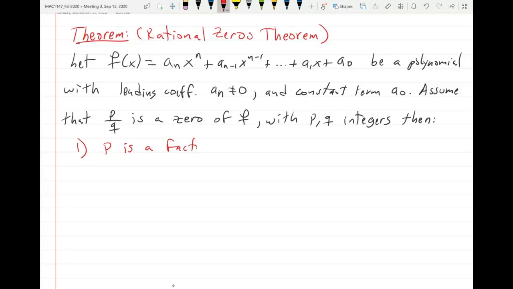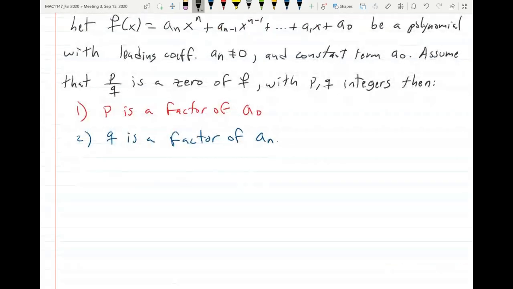Then p is a factor of a0, which is your constant term. And second, q is a factor of an, your leading term, your leading coefficient. So this is what the zeros theorem says. And just to close this up, let me do a quick example.